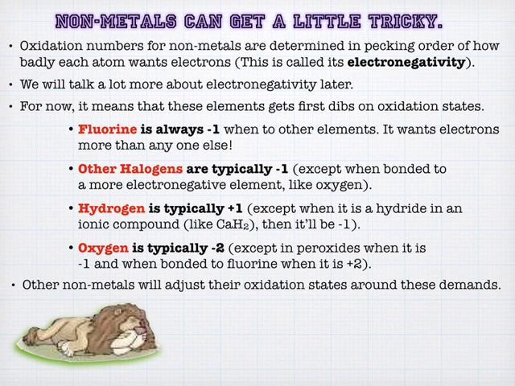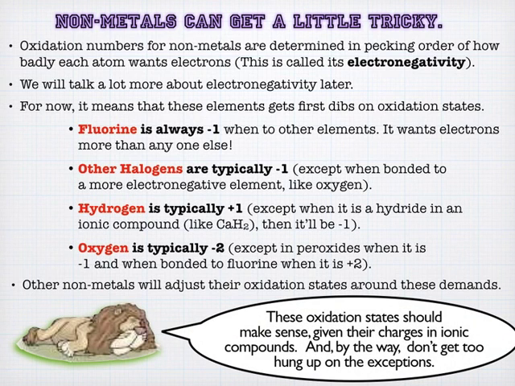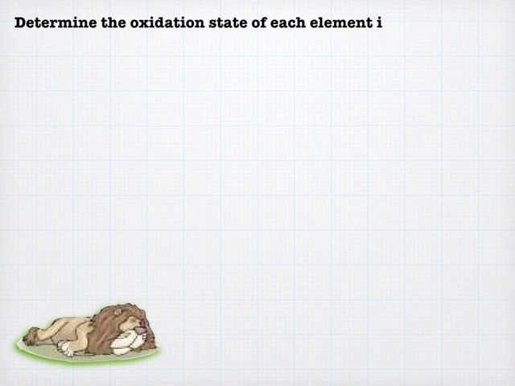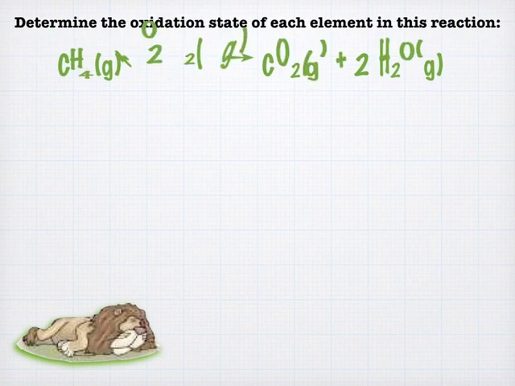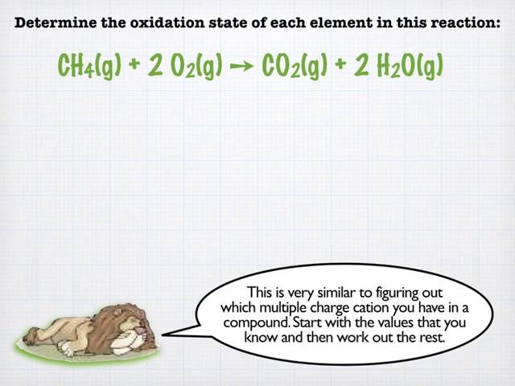And so you're going to see a wide range of oxidation states. So we're going to take the same skills we learned for figuring out the charge of multiple charge cations, and we're going to apply that to nonmetals. Same idea, though. They'll do whatever they need to do. And so we've got the combustion of methane here, and we'll figure out all the oxidation states, and then afterwards we'll figure out who's being oxidized and reduced.